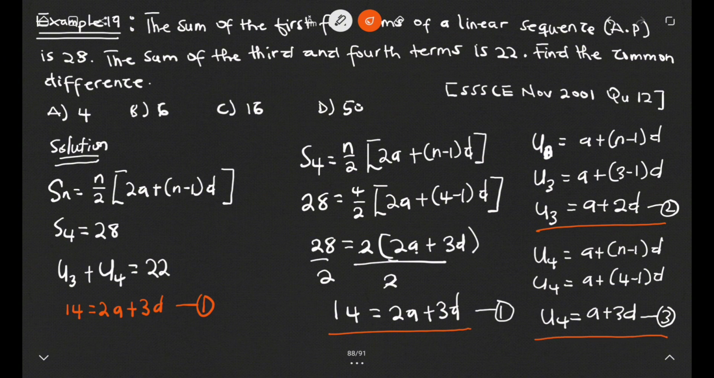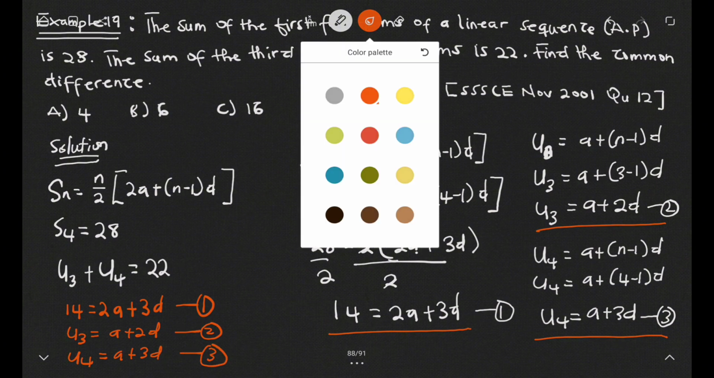Now don't forget that they are saying that u3 plus u4 is equal to 22. So if u3 and u4 is equal to 22, we can add both and equate it to 22 to find either a or d, right? So let's look at that. Let me write the equations down first. So I have u3 is equal to a plus 2d, and this is equation 2. And then I have u4 is equal to a plus 3d, and this is equation 3. All right, so let's get some space and then we continue with our calculation.